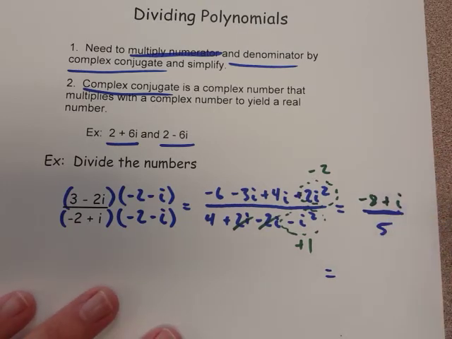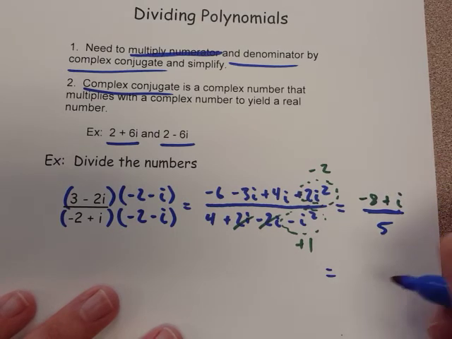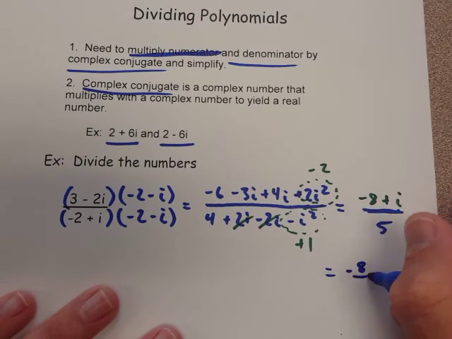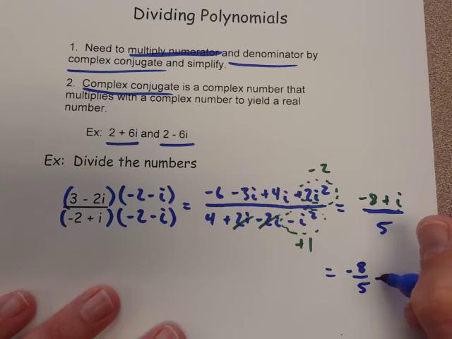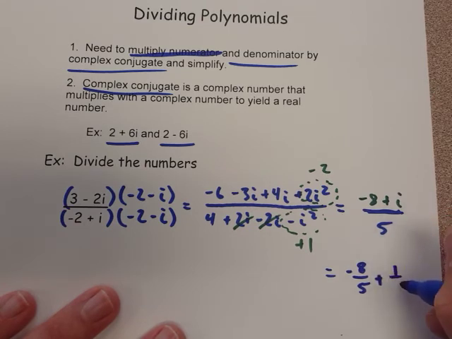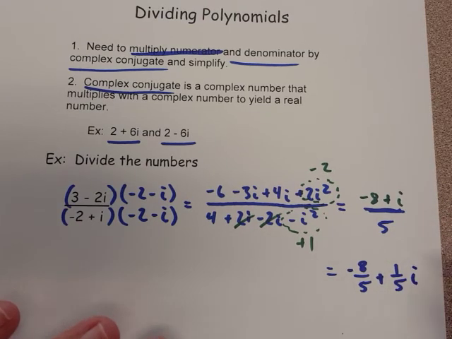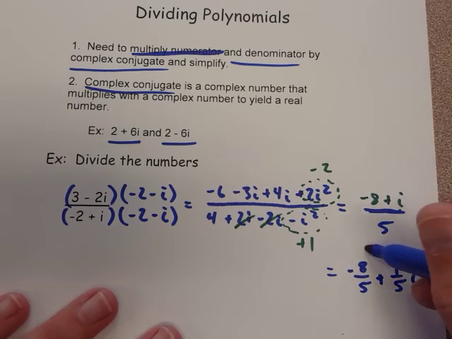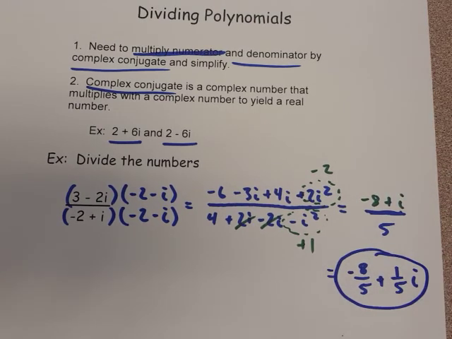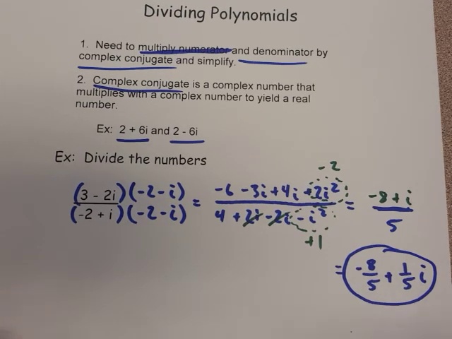So to get this in the form of a plus bi, I just have to split it up. So that's negative 8 over 5 plus 1/5 i. That's just the same exact thing as this, but technically in standard form instead. And so you're going to want to go to that point to match up with the answers that the book provides.